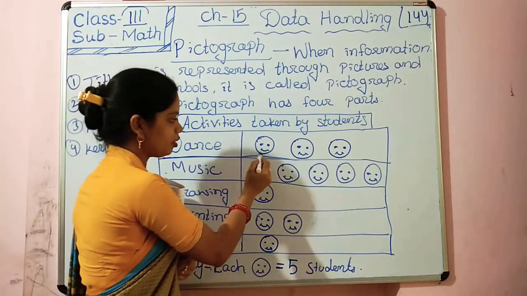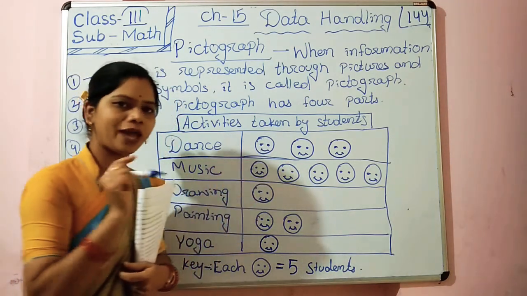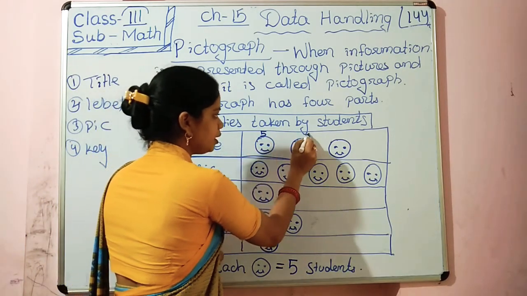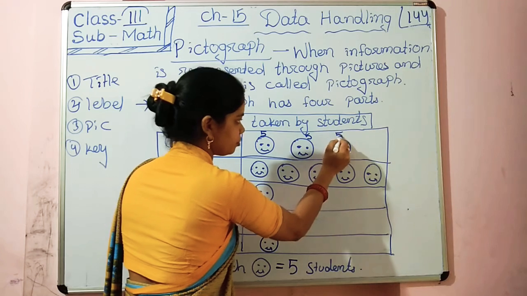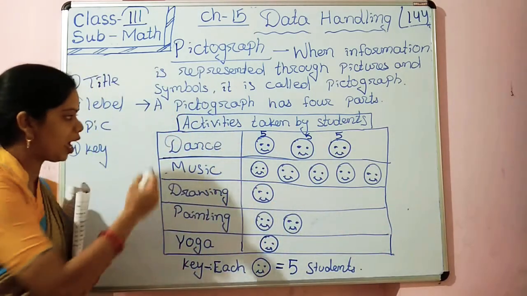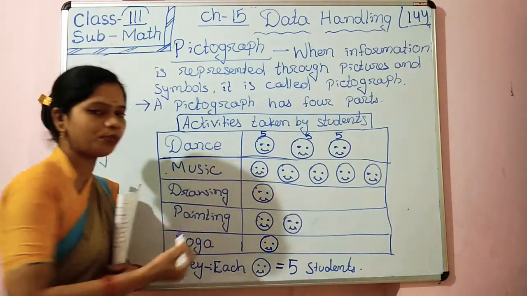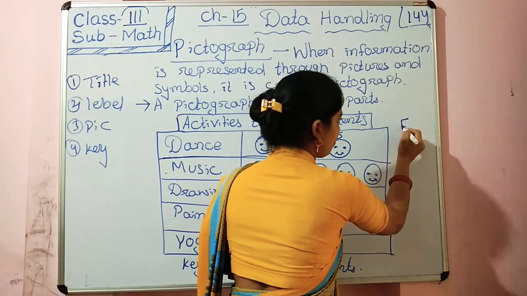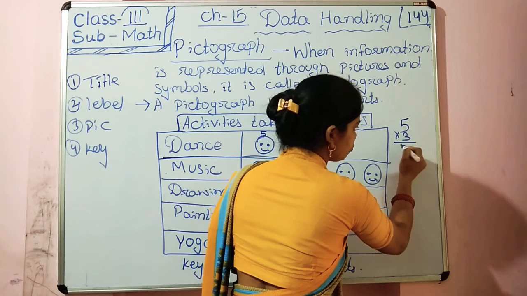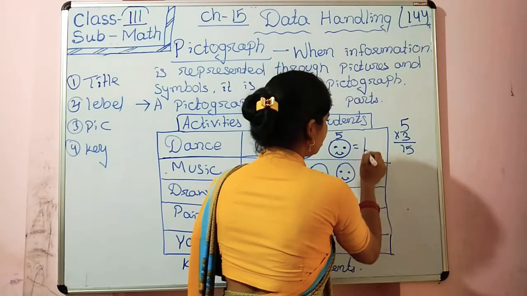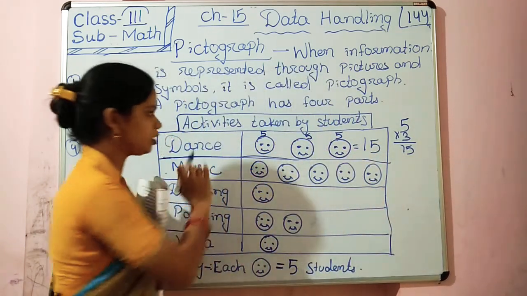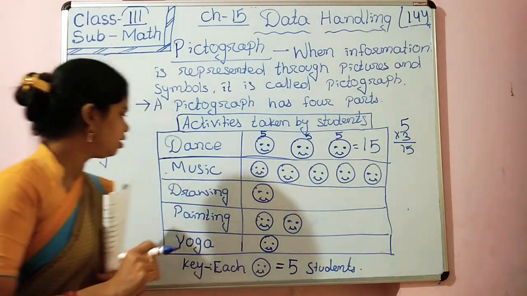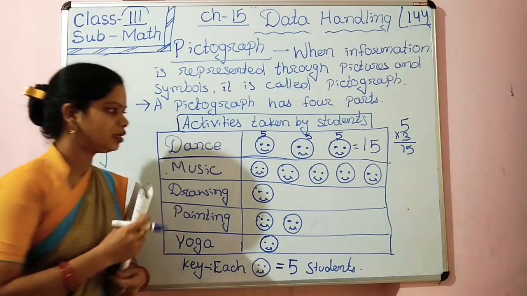Yes, look, here one smile represents 5 students. Here 5 students, here 5 students, and here 5 students. Okay, so how many students take part in the dance competition? Here 5 plus 5 plus 5, or 5 multiplied by 3 is equal to 15. So 15 students take part in the dance competition. Try to understand.